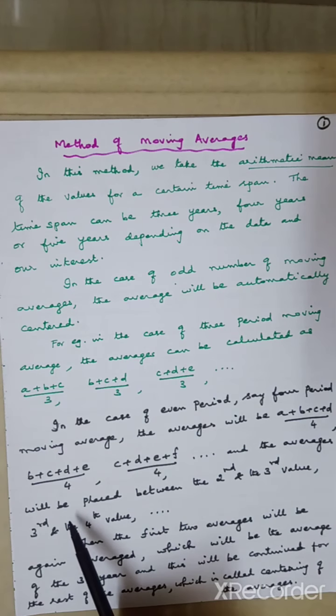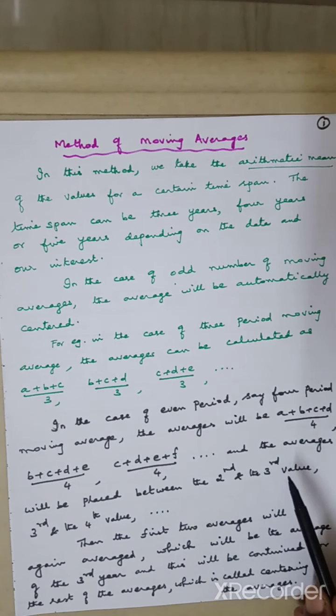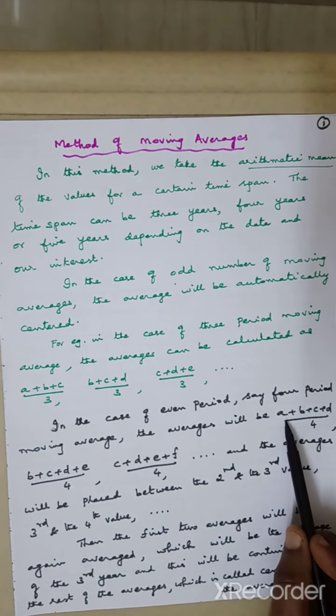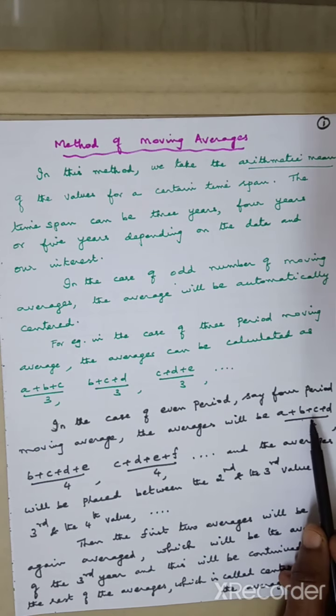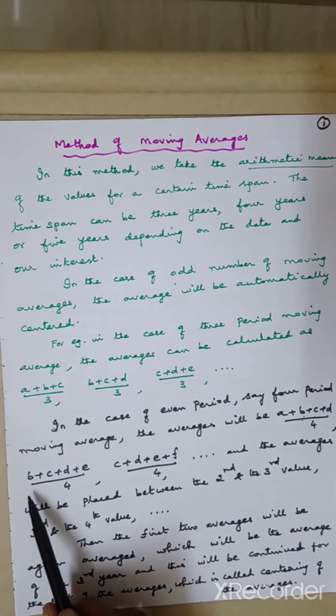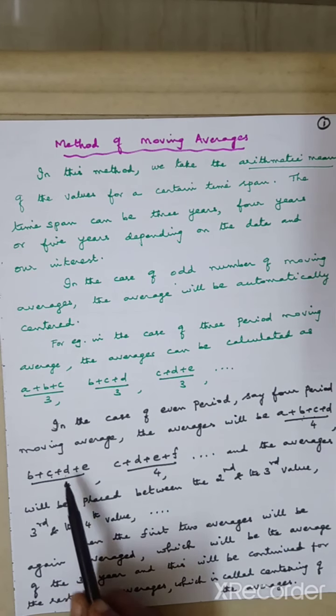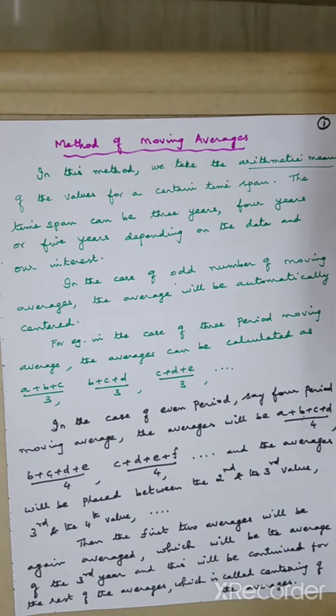In the 4 period moving average, the averages will be placed in between the second and the third. In the first case, with an odd number such as 3, the average is automatically centered against the middle item. Whereas here, we have A plus B plus C plus D, 4 items, and the middle of the 4 will be between B and C, that is the second and the third. So the first average will be placed between the second and the third value. Similarly, when you find B plus C plus D plus E by 4, it will be placed in the middle, between the third and the fourth value. So it will be placed in between.